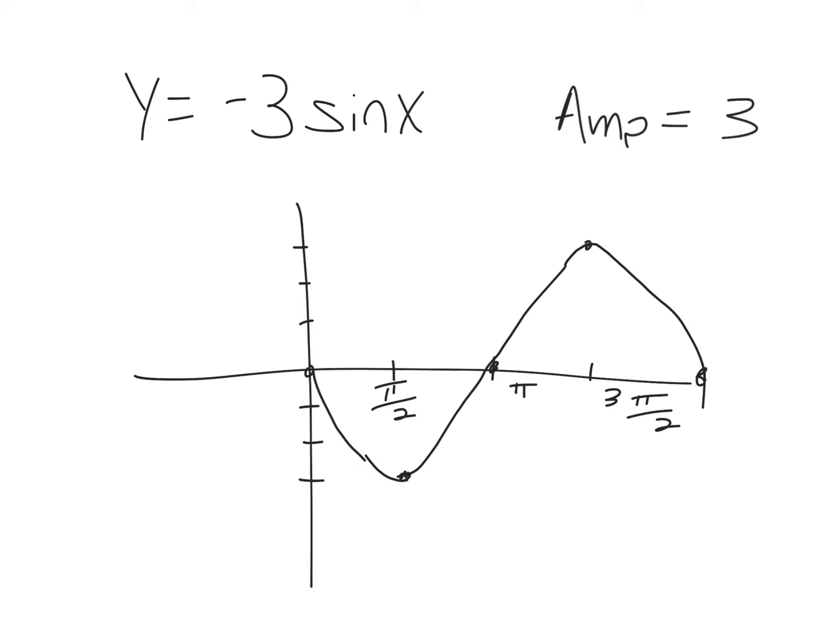So as stated, we reflected over the x-axis, right? So the two changes that happened, we had a vertical stretch of 3, and it reflected over the x-axis. Amplitude is 3. So those are some of the basics of what this graph is.